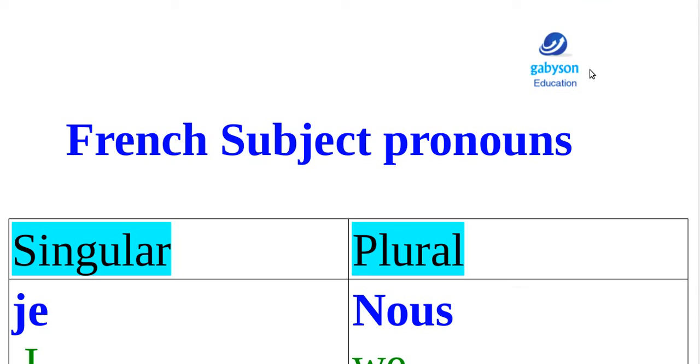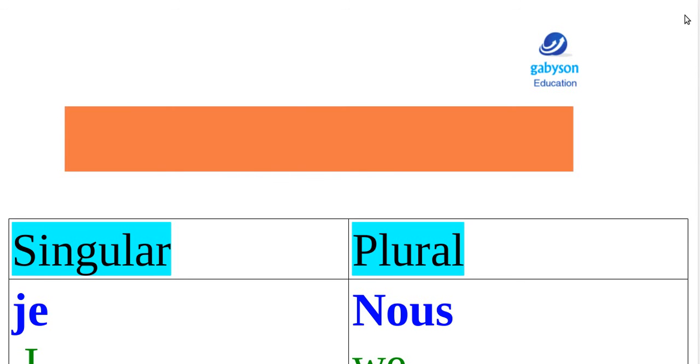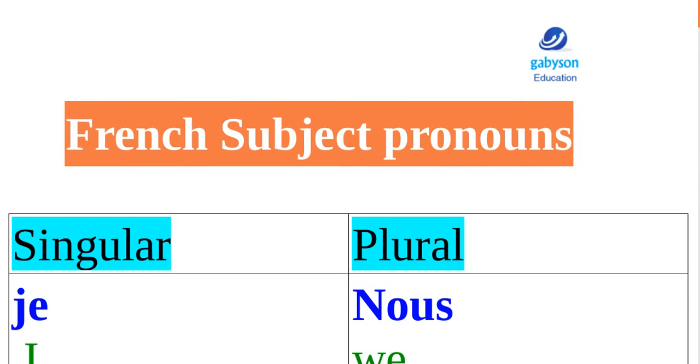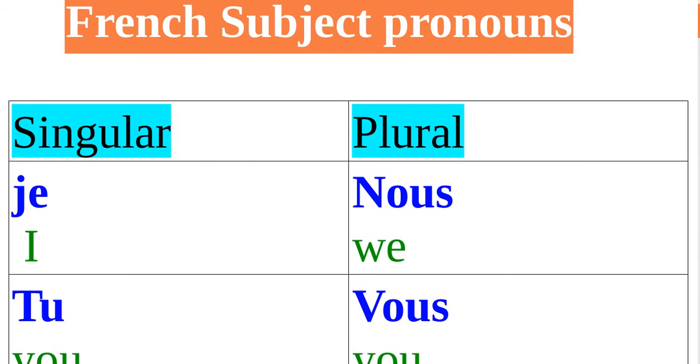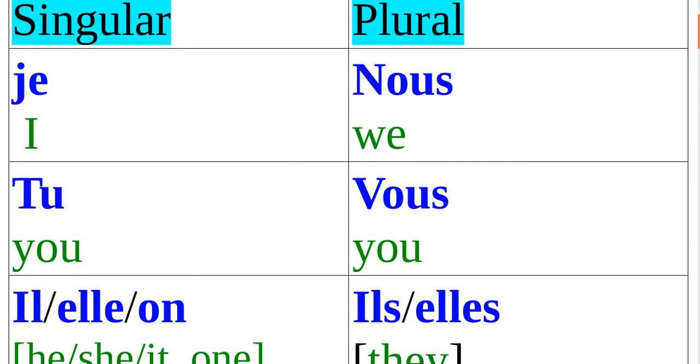Welcome to gabison.com. My name is Gabriel, and in this video I will be showing you the French subject pronouns. The French subject pronouns can be used to conjugate verbs in French. They are divided into two sections, which are the singular as well as the plural. So without wasting more time, let's start.